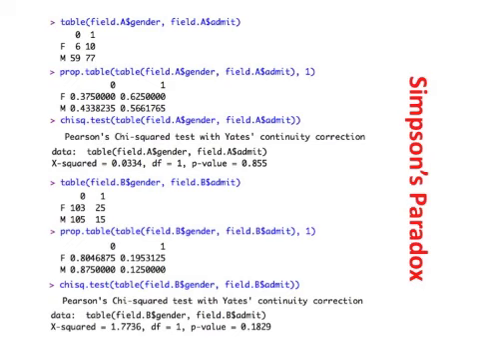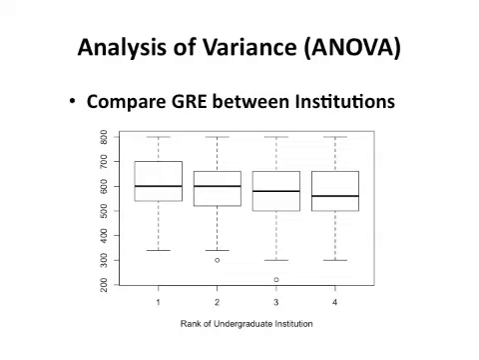And if we compare GRE between not only two groups, but now how about institutes? Not four institutes, but four groups of institutes, with ranks of 1, 2, 3 and so on, like four groups. When we compare GRE between four groups, we use a technique called analysis of variance, ANOVA. What time is it? Five to five, only five minutes. So let's not worry about the formula.